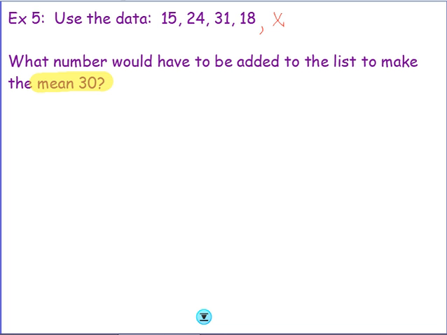If I have to find the mean, I start by adding them all up. 15 plus 24 plus 31 plus 18 plus x. Then I divide by however many data values there are. Well, there is 1, 2, 3, 4, technically 5 data values. And that's my mean. Well, I know in the problem that my mean is 30. So I'm going to put a 30 over here. Now it's an algebra problem. We have to solve for x.